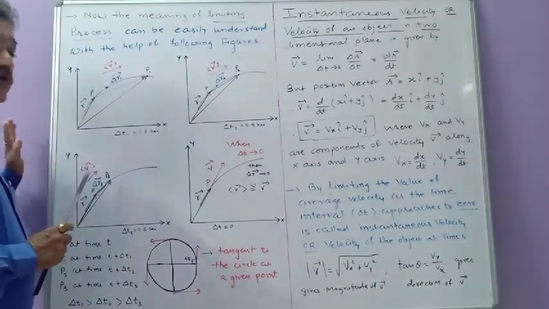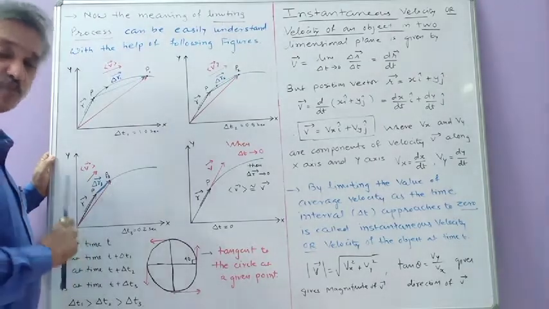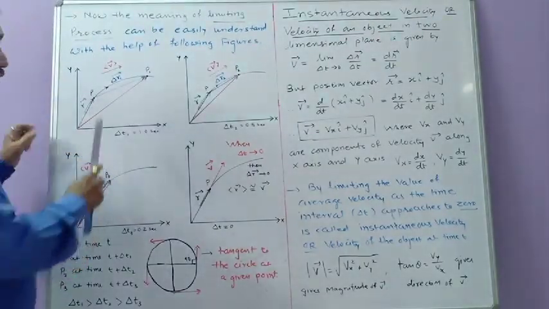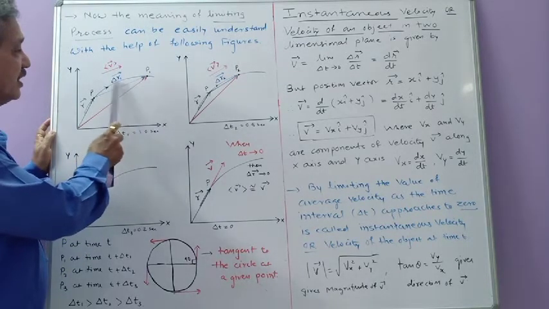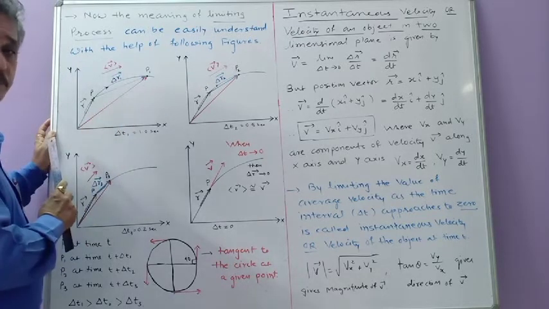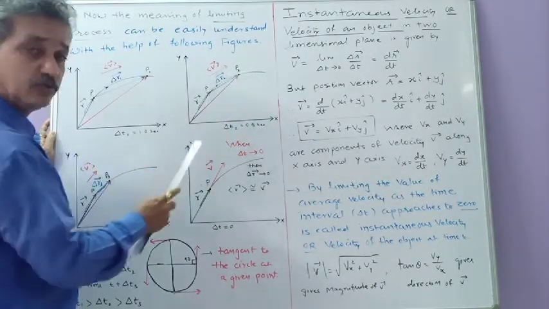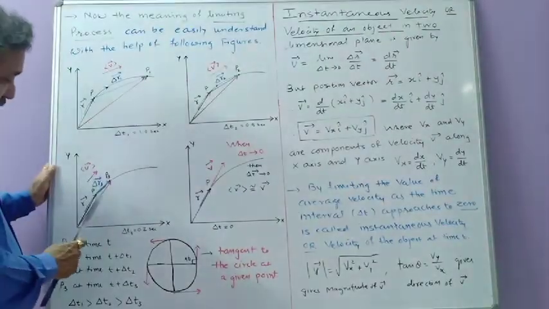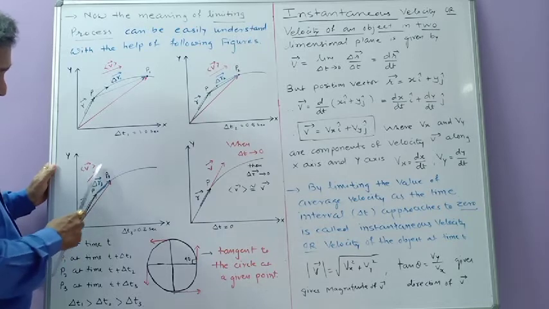So now we have to find, for each time interval, the corresponding displacement vector. The displacement vector can be obtained by joining the initial position with the final position. So this is the displacement vector Δr1. Along the direction of displacement vector Δr1 is the average velocity. Here Δr2 is the displacement vector from P to P2, and along this is the average velocity. Then the displacement vector is P to P3, and along that displacement vector is the average velocity.